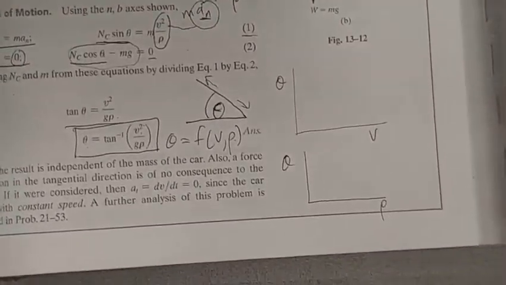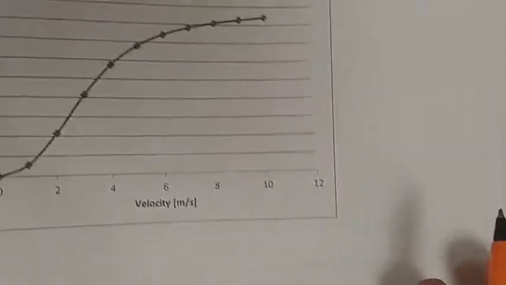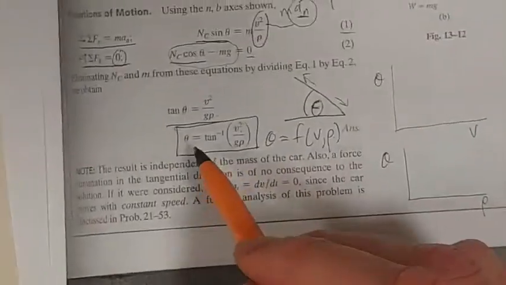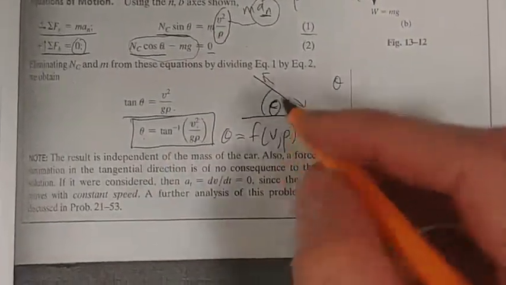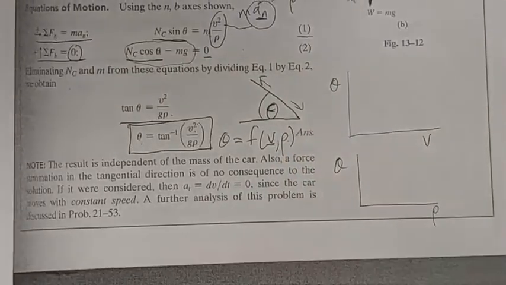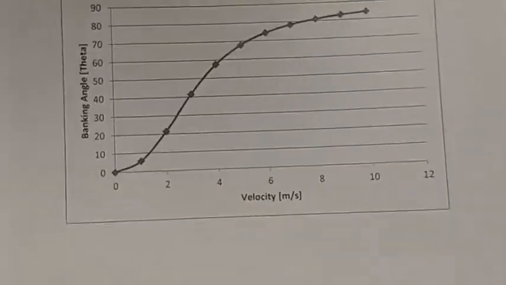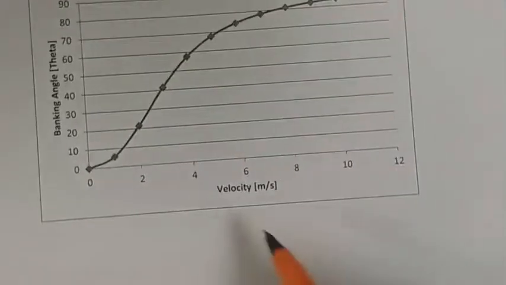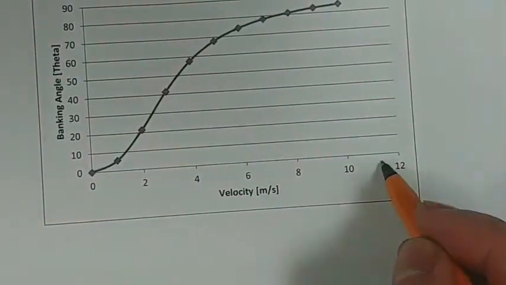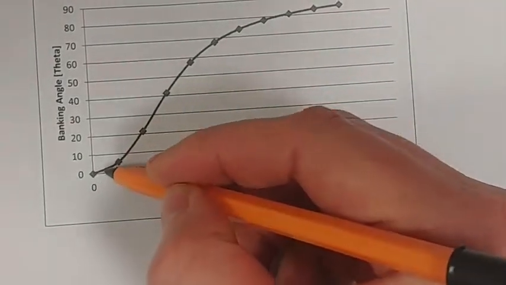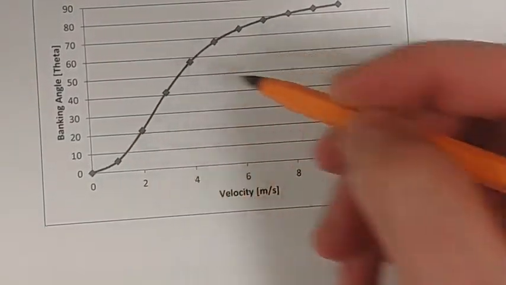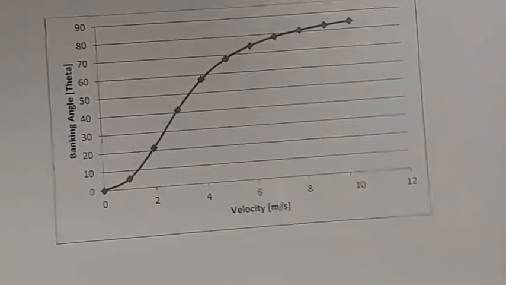Okay, so I quickly paused the video and did this quickly in Excel. So what you see is theta as a function of velocity. I only did it for velocity. You can go and try this for the radius rho. But as you see, here's a plot. As I increase my velocity, my banking angle, can you see that it keeps increasing and increasing? So what does that mean?